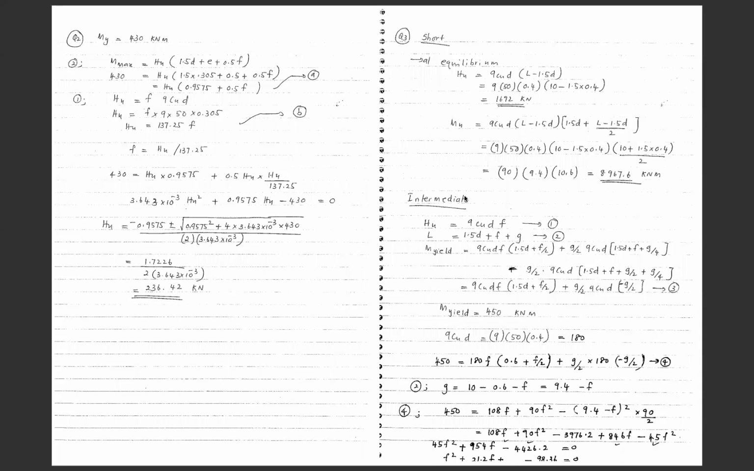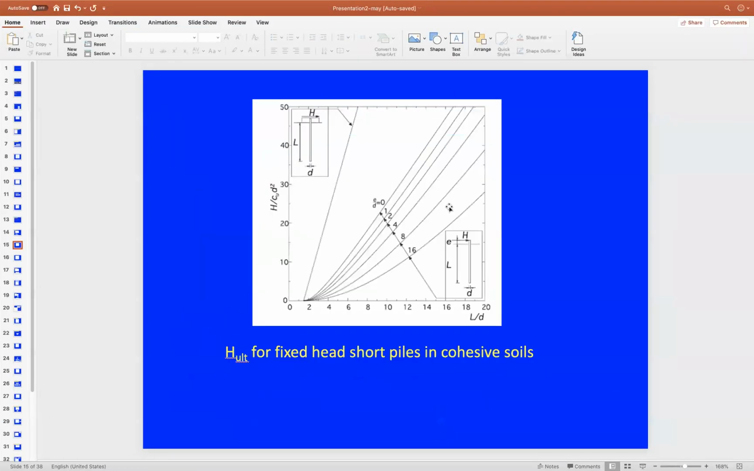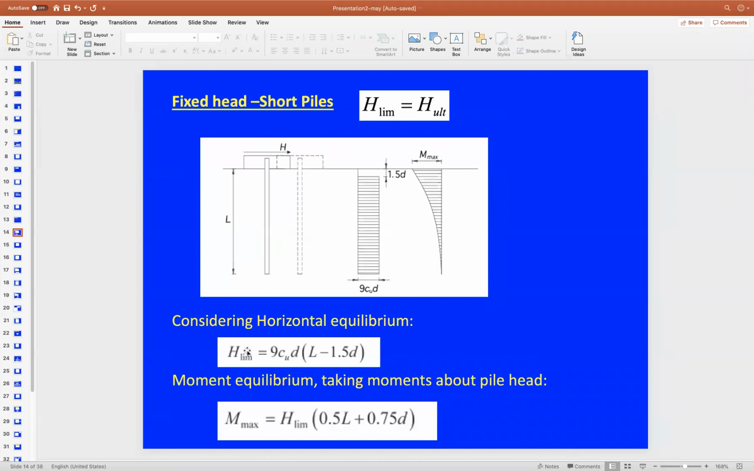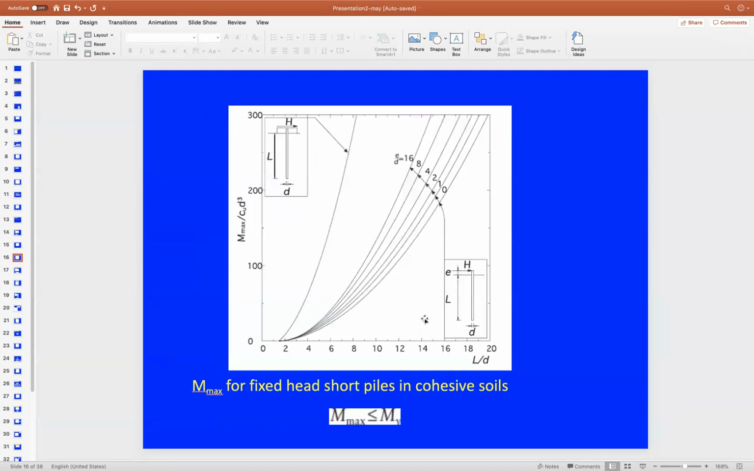And now for the intermediate failure scenario, we have the same set of questions. Obviously you can also use the charts to find the value, instead of using this equation, but it's much easier to use these equations. But you have the option to use this chart to find the value of H for the fixed head short pile in cohesive soil. You can use this chart as well to find the value of M maximum.